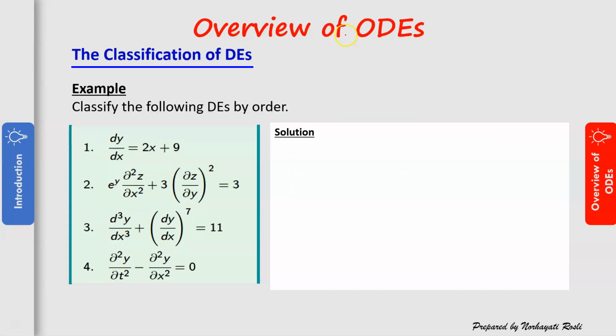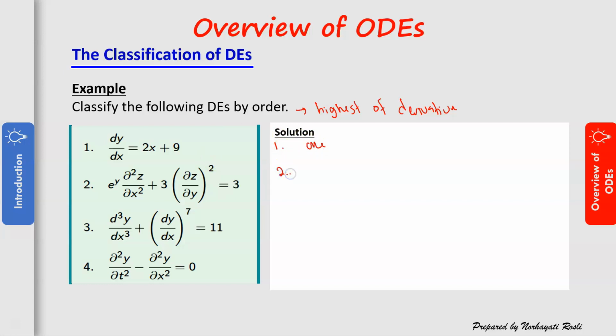And then, class, we need to classify for this example by order. So in this case, remember, order refers to the highest derivative. Order refers to the highest derivative of the differential equation. In this case, for number 1, the highest derivative here is clear. It is 1. So it is order 1.